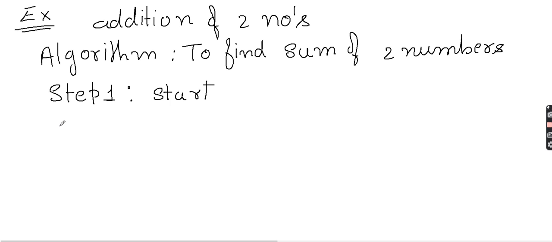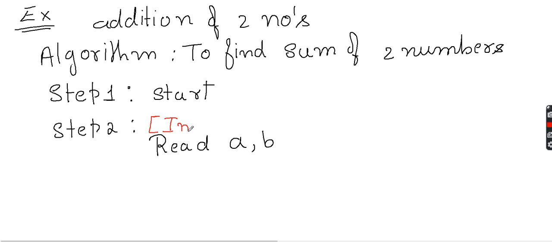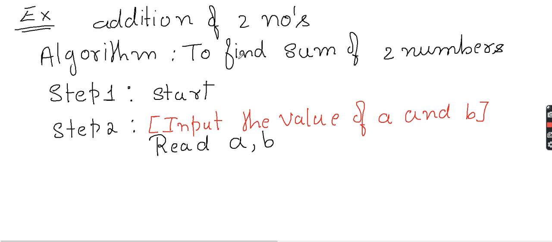Next I will have step 2, that is read. I will input the value of a and b. I've written it as read a, b, two variables. What is the third thing? Explanatory statement following the step numbers. So I'm writing the explanatory statement: input the value of a and b.